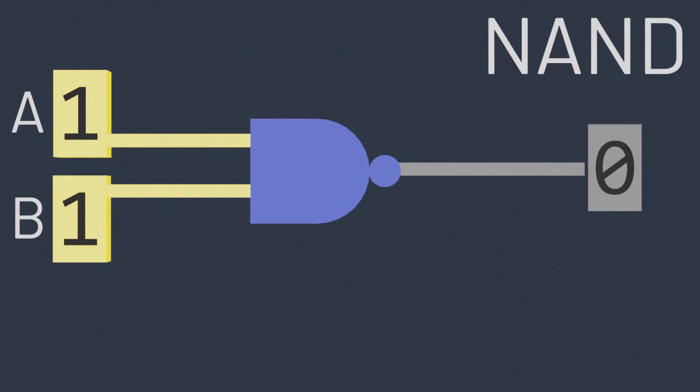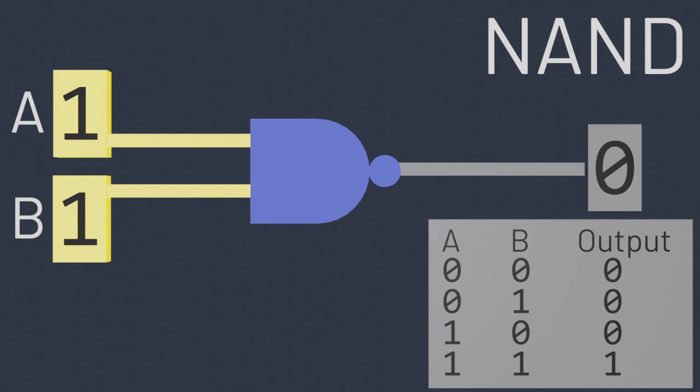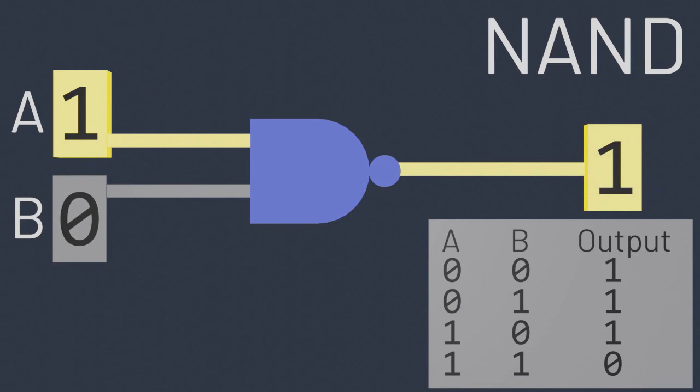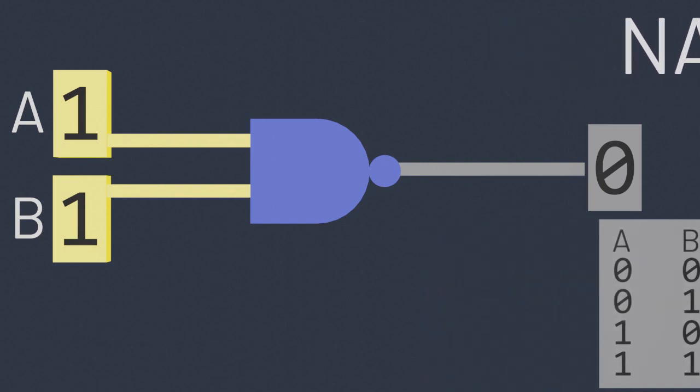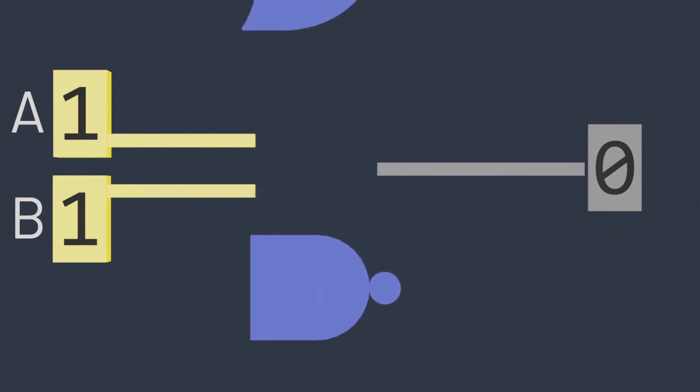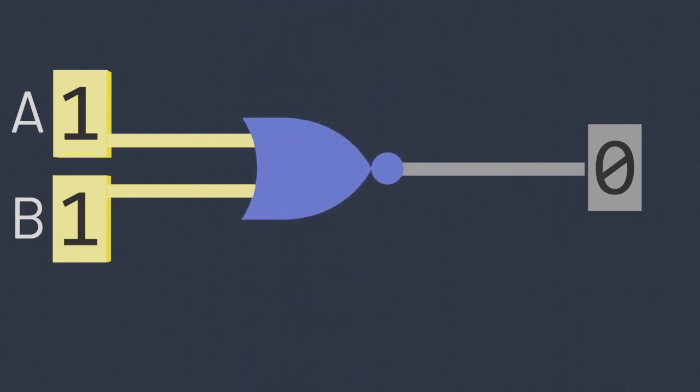So if the AND truth table looks like this, then the NAND truth table is identical, except all of the outputs are inverted. Whenever AND would output a 0, NAND outputs a 1. Whenever AND would output a 1, NAND outputs a 0. As you might guess, if there's a logic gate to take the opposite of an AND gate, there's also a logic gate that takes the opposite of an OR gate. This is the NOR gate.